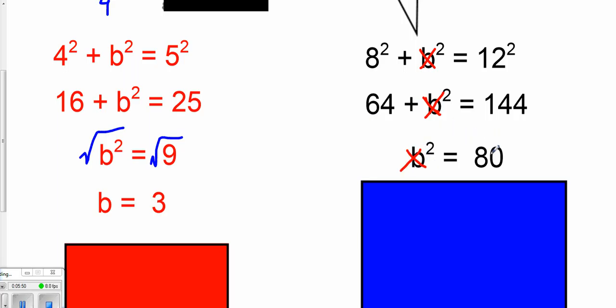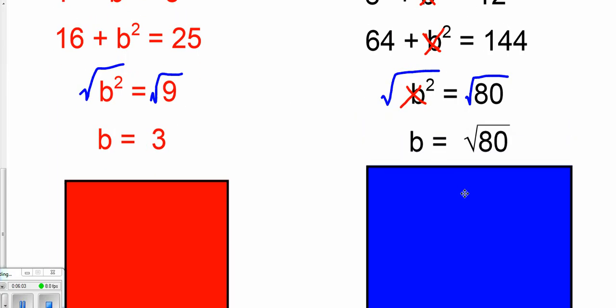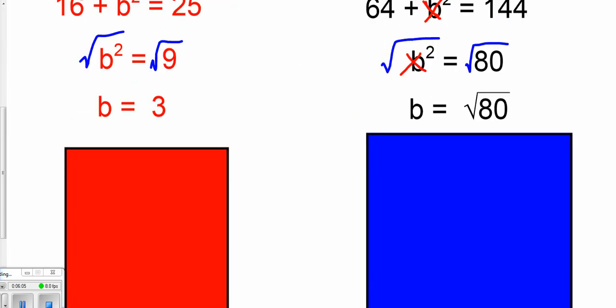X squared equals 80. Now again, to get rid of that squared value, we'd have to take the square root of both sides. So this side's just going to become b, or x, whatever you want to call it. We can call it x if we want. And this would just be the square root of 80, because that does not have an exact answer.